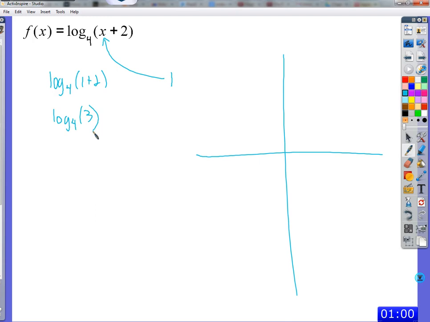What's log base 4 of 3? Or what does it mean, log base 4 of 3? Kevin, what does it mean when I ask you log base 4 of 3? What are you looking for? Not quite. Riley? 4 raised to the what gives you 3? Yeah. Dakota and Riley have said the same thing, right? 4 raised to the what is 3.